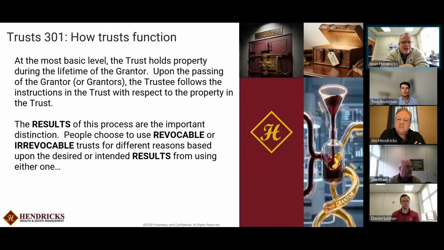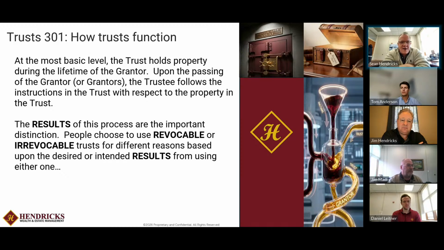So we've talked about what trusts are, and we've talked a little bit about the different types of trusts. So now Trust 301 is how do trusts function? And at the most basic level, the trust holds property during the lifetime of the grantor, right? This is true of both types of trusts. Upon the passing of the grantor or the grantors, if it's a joint trust, the trustee, the person who's now taking over being in charge of the trust, follows the instructions in the trust with respect to what to do with that property in the trust.